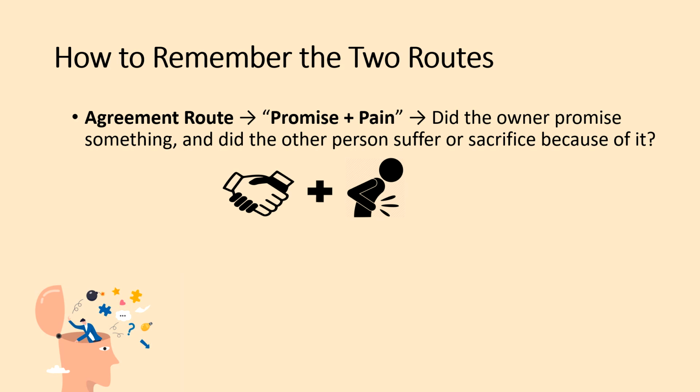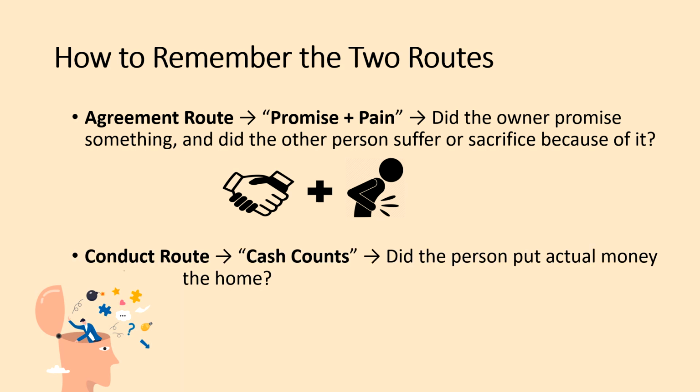It doesn't have to be hugely detrimental, like giving up a big part of your life. It can just be a minor sacrifice. But the pain word might help you remember this a bit easier. And then for the conduct route, think about cash, that's counting extra money that's being paid towards the family home, matrimonial home, or something like that.